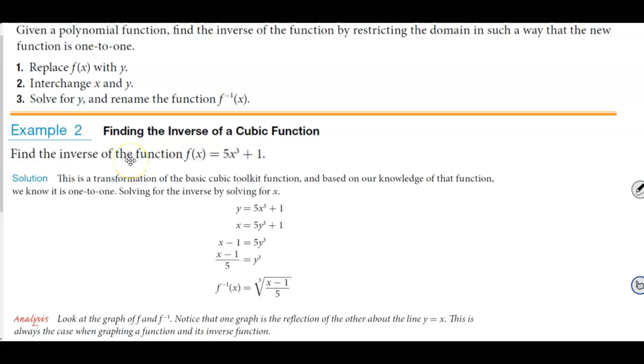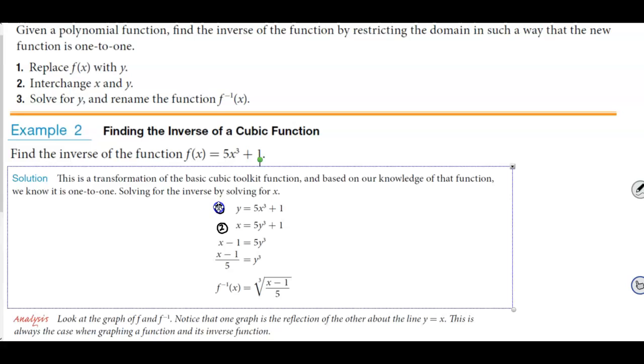So the first step is y, which is equal to 5x cubed plus 1. The second step is then interchanging x and y. So now we have x, which is equal to 5y cubed plus 1. And now step 3, they want us to now solve for y.